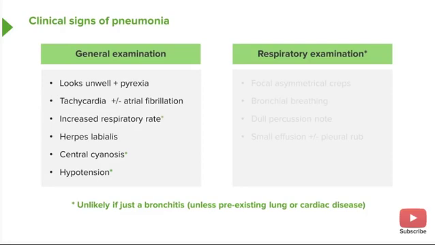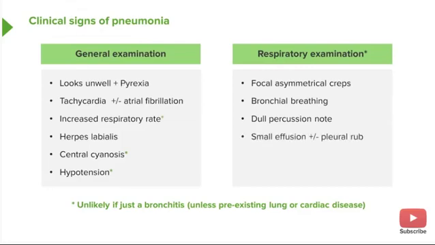When you listen to the lung, we've already mentioned the signs, which essentially is focal asymmetrical crackles, crepitations over the areas of consolidation. If it's really dense consolidation, it'll be dull to percussion, and there'll be bronchial breathing as well. And about a third of patients with pneumonia will have a small effusion, and some of those will have a pleural rub. So if somebody presents with pleuritic chest pain because of the pneumonia, the pleurisy, it's quite likely that there'll be a pleural rub over the area where they feel the pain.